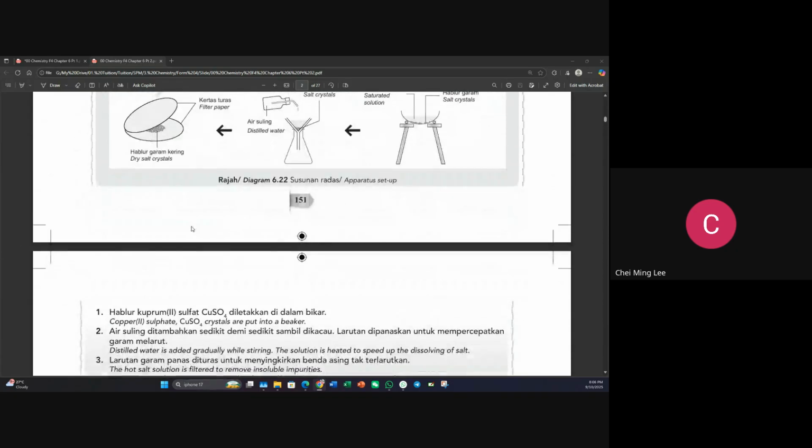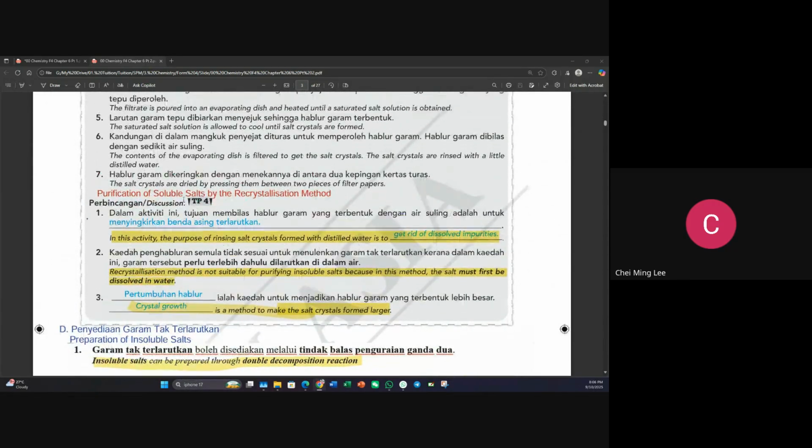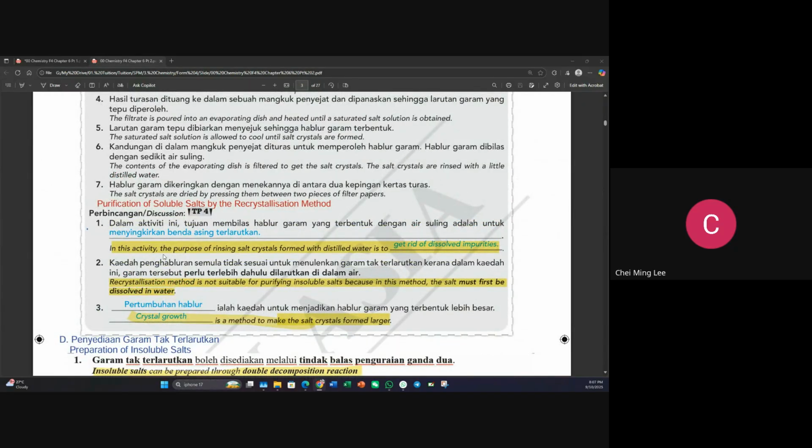Done, huh? All right, so now let's see what happened here. In this activity, why we rinse the salt crystal is to get rid of dissolved impurities. And the recrystallization method is not suitable for purifying the insoluble salt because in this method, the salt must first be dissolved in water. And the crystal growth is a method to make the salt crystal form larger.